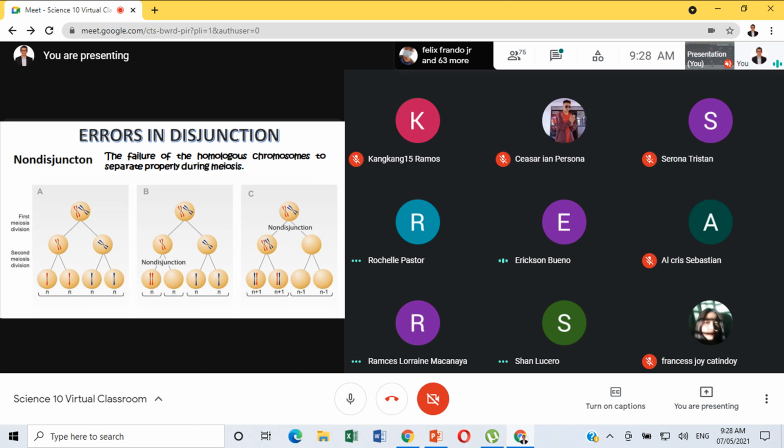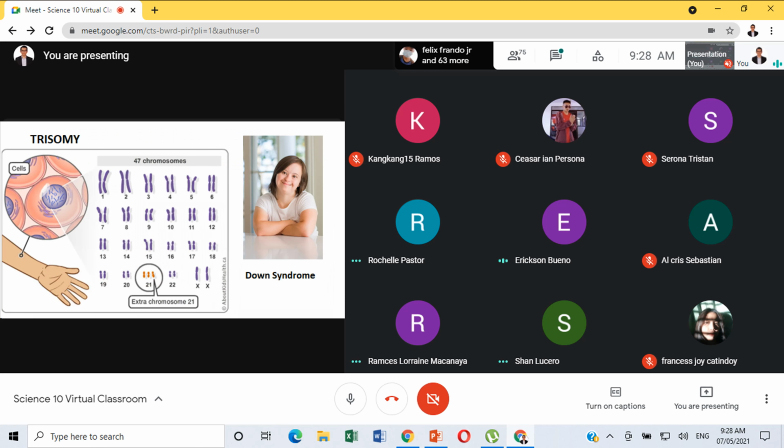In one case of non-disjunction, two kinds of gametes are formed as a result. One has an extra chromosome and the other is missing a chromosome. So the effects of non-disjunction are often seen when gametes fuse in fertilization. I'll give an example. When a gamete with an extra chromosome is fertilized by a normal gamete, the zygote will have an extra chromosome.